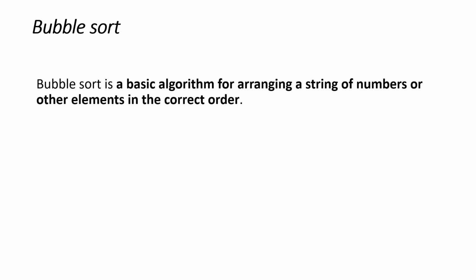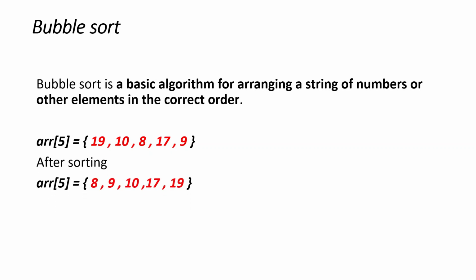Bubble sort is a basic algorithm for arranging a string of numbers or other elements in the correct order. So I'm considering the same example which I gave before: an array of size 5 with the elements 19, 10, 8, 17, 9. After sorting, the elements should be in the order 8, 9, 10, 17, 19. So let us know the process of how they are sorted.